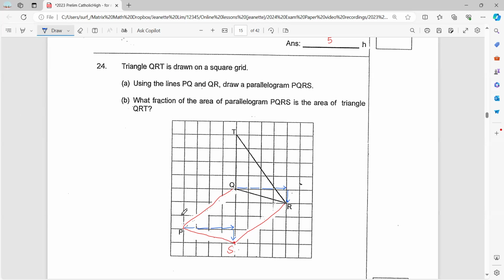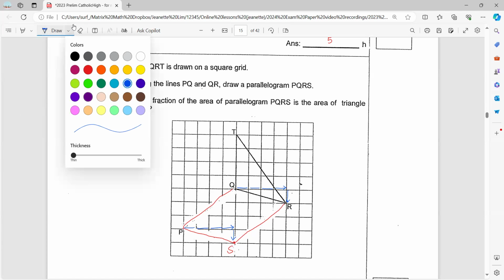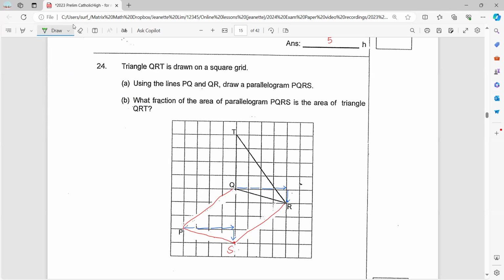Same for PQ. If you were to draw RS following QP, from Q is one, two, three, four. 4 to the left and 3 down. So S will be 4 to the left and 3 down. You'll end up at the same point. Okay, so this is how you draw parallel lines.